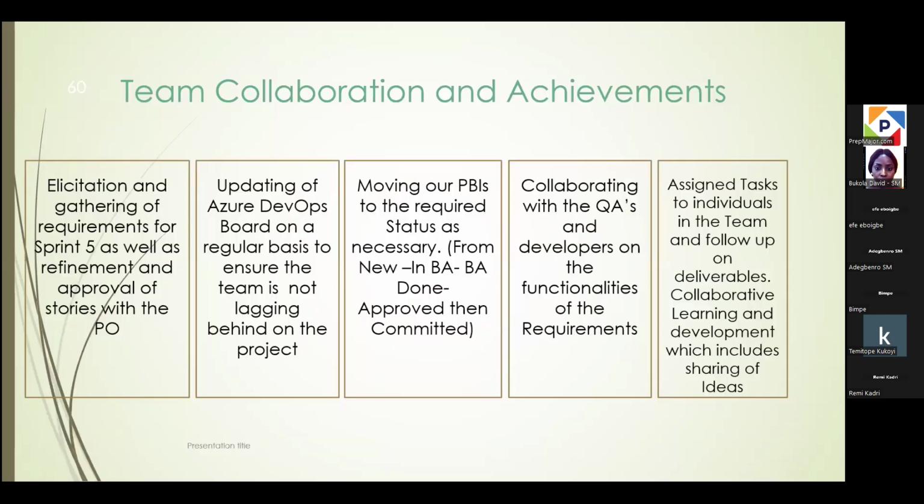Team collaboration and achievements. So far, the BAs were able to elicit requirements from the PO. We were able to update the Agile board. Certain PBIs were moved from In-BA to BA Done, to Approved and Committed. We were able to collaborate with the QAs and developers on the functionalities of the requirements.